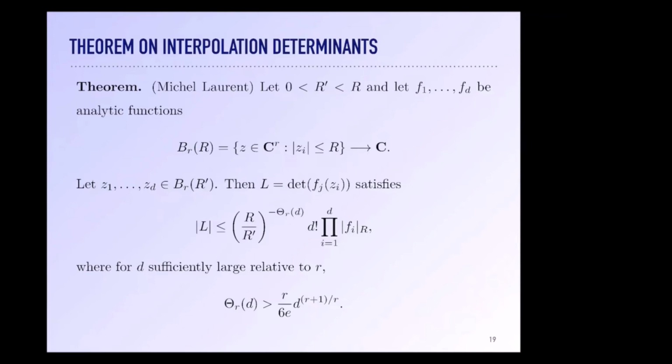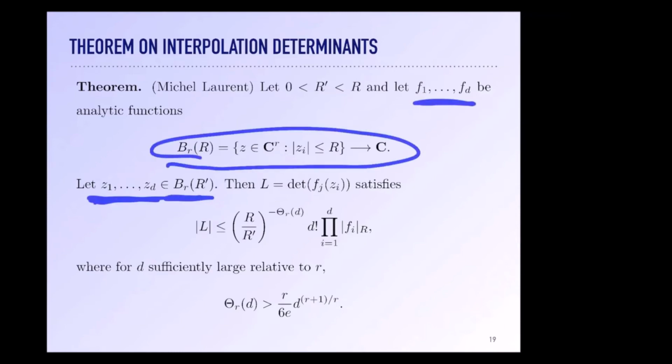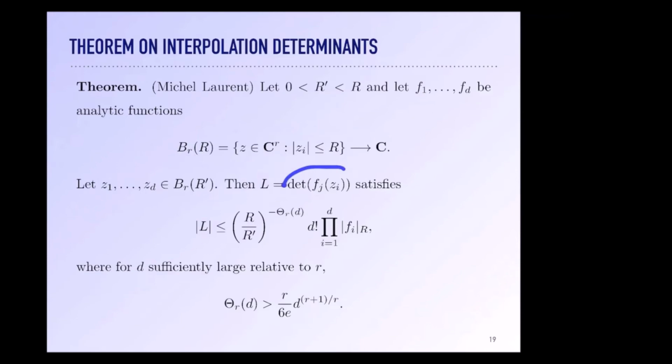Then if I have some elements, I evaluate these d analytic functions at d points inside a smaller box inside of which the functions are defined. That's my determinant. The columns are indexed by functions, the rows are indexed by points, and I evaluate the function at the point and take the determinant. That's the definition of an interpolation determinant.